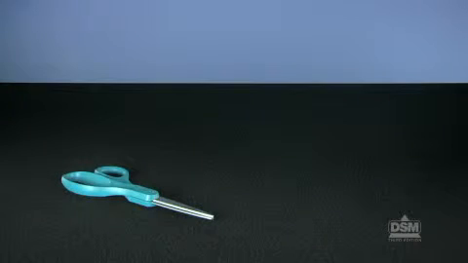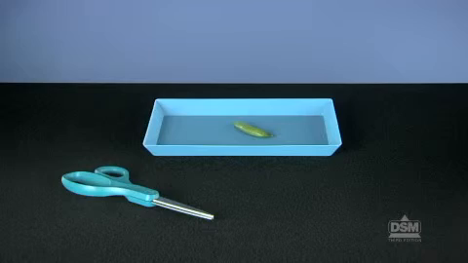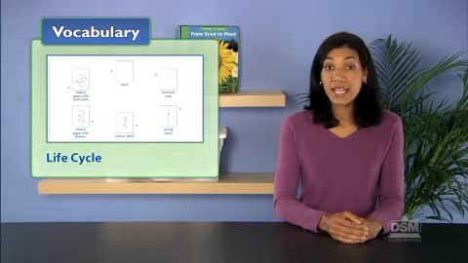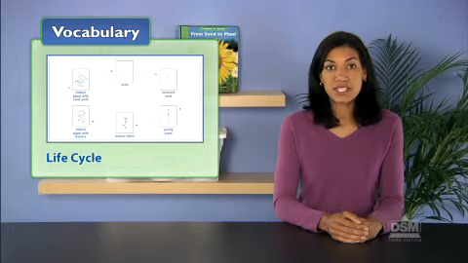Each student will need a pair of scissors, and each team will need a plastic tray with a pea pod and some glue. To begin the activity, tell students that the life cycle of a plant or animal includes all the stages it goes through during its lifetime.